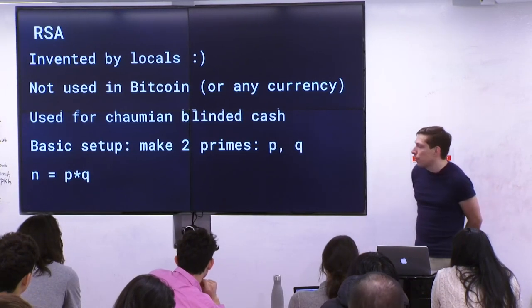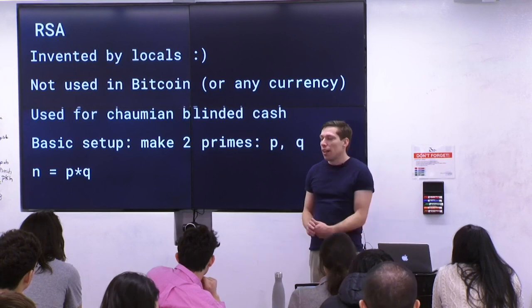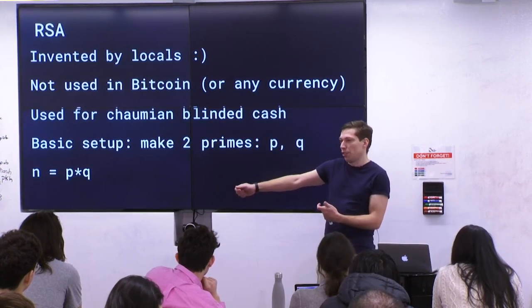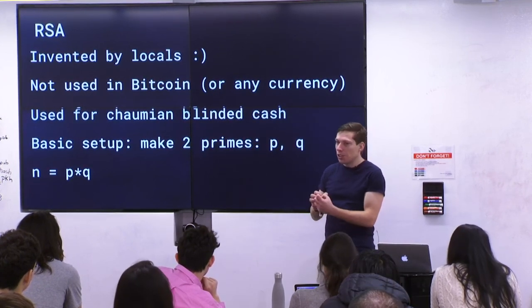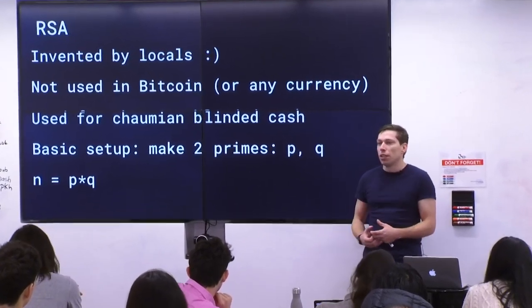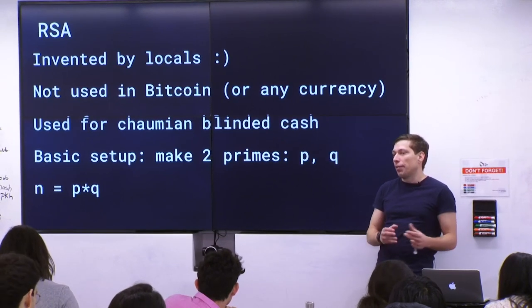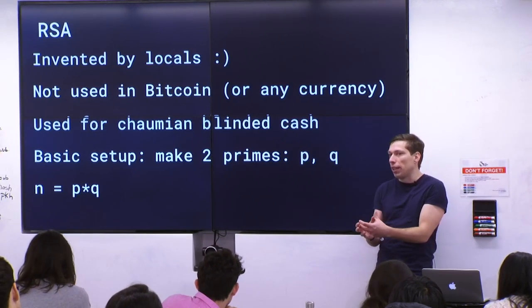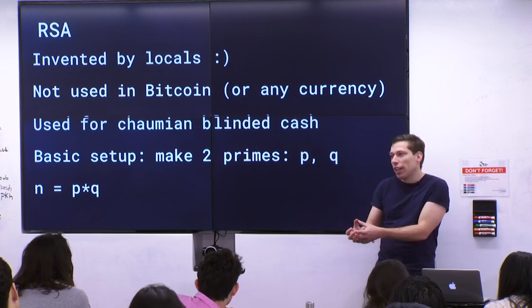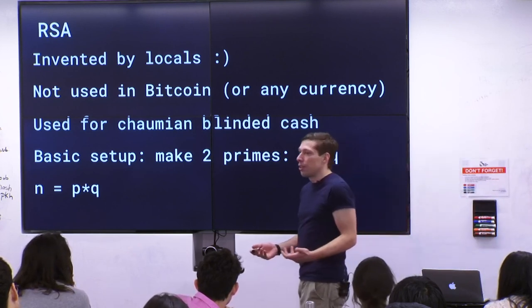It was used in Chaumian blinded cash because you can do blinded signatures, where you say, okay, I'm going to have you sign something for me. And then after you give me the signature, I can sort of pull apart the signature. I'll have you sign something that you don't know what you're signing. I'm going to mask this message and blind it so that you sign the message, and then I can get your signature on the real message without you knowing what you signed.